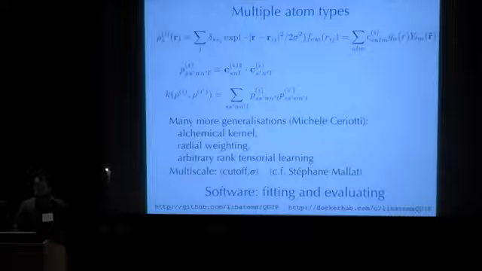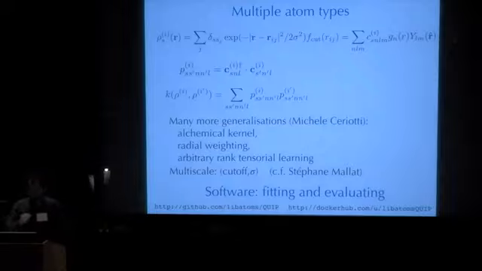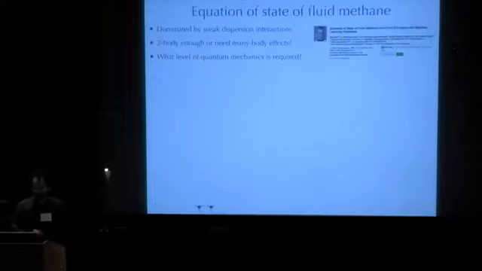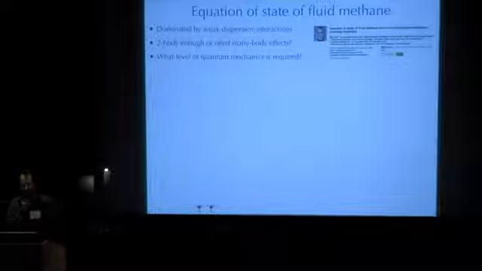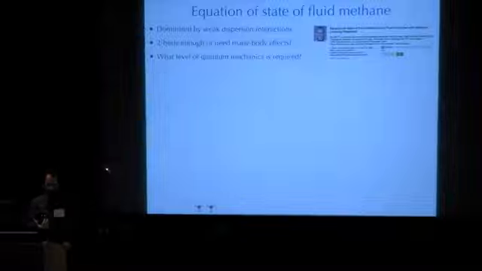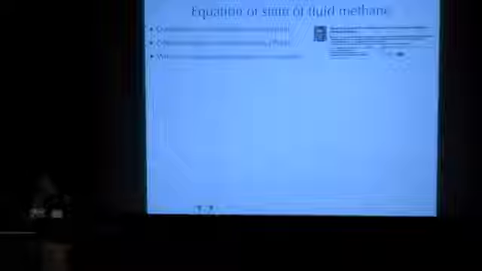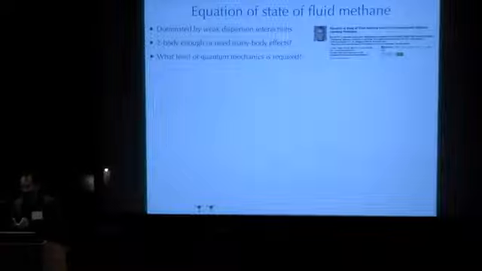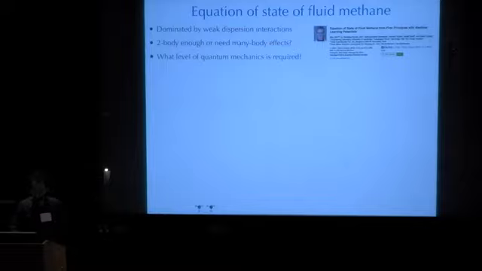Multiple atom types, even multi-scale by changing the cutoff and the modification, and that's been spurred by discussion with Stefan. So let me show you examples. I want to show you two little stories. The first one is very recent, the equation of state of fluid methane, and it's very educational because it shows us why we want to get the right answer for the right reason. Why do we want to go beyond empirical modeling?